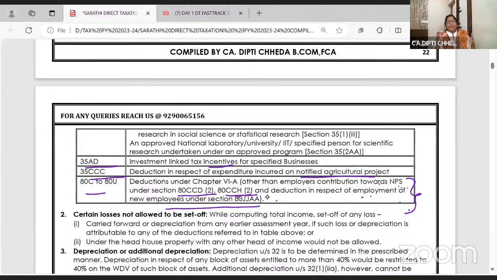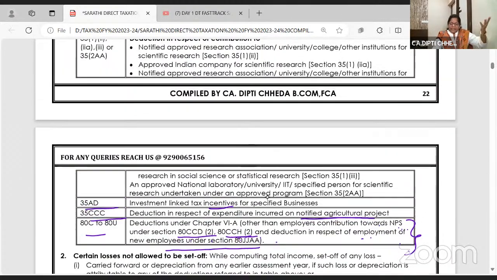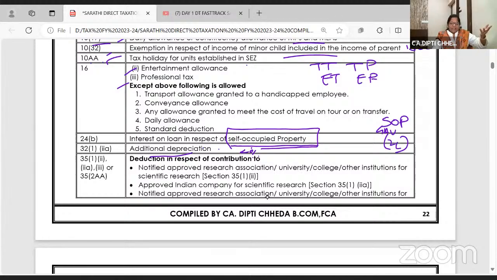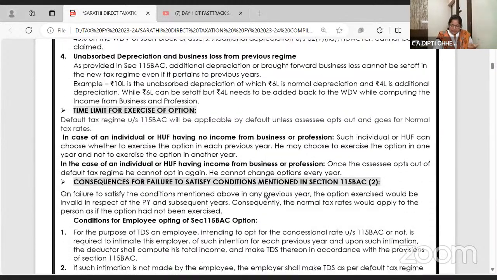Agniveer Corpus Fund में employer और employee दोनों डालते हैं. तो जो employee when he puts that, deduction is allowed only if he opts out of default tax regime, but employer's contribution will be allowed. ठीक है, right? Above expenditures are not allowed. Depreciation, scientific research, so related to that losses you cannot set off. Additional depreciation is not there.